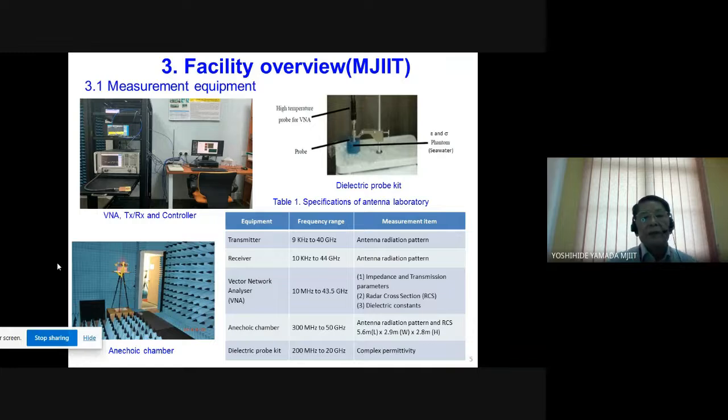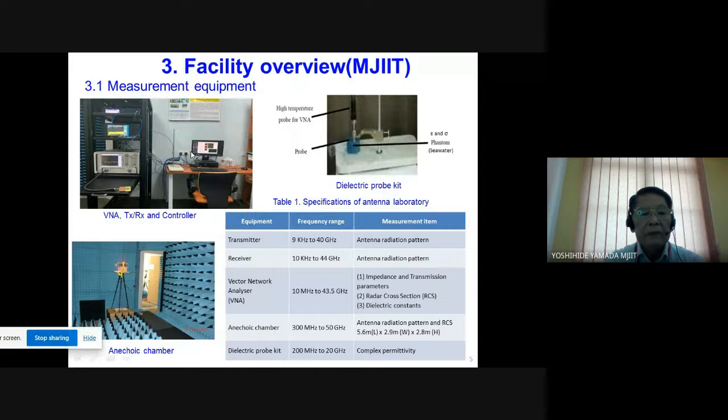So this is a facility overview of MJIT. We have the vector network analyzer, and this is the transmitter, and this is the receiver. And these equipment are controlled by this computer. And the measured data is shown here. This is a radio wave measurement setup.